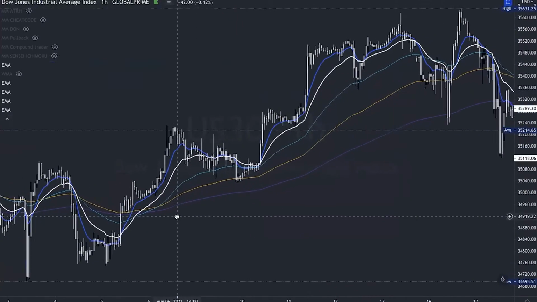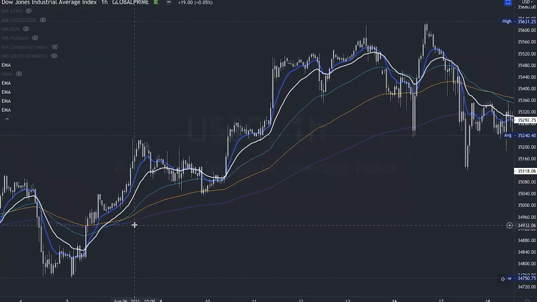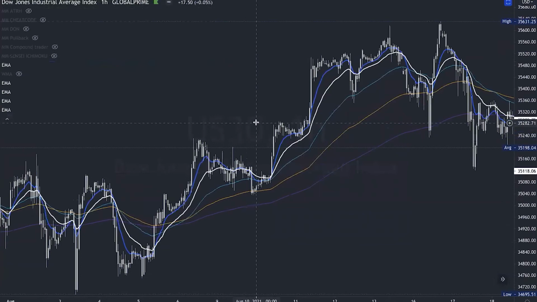And what the exponential can really help with is assets that are very volatile, such as US30, especially when using the 5-minute time frame.